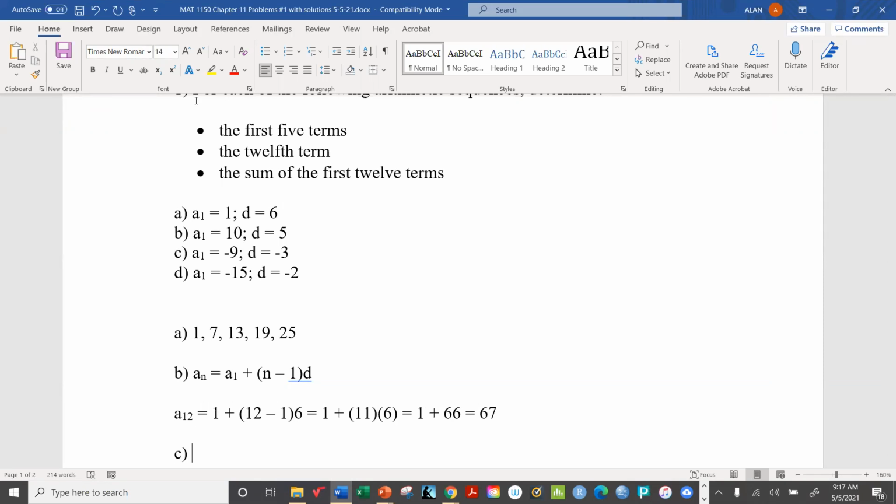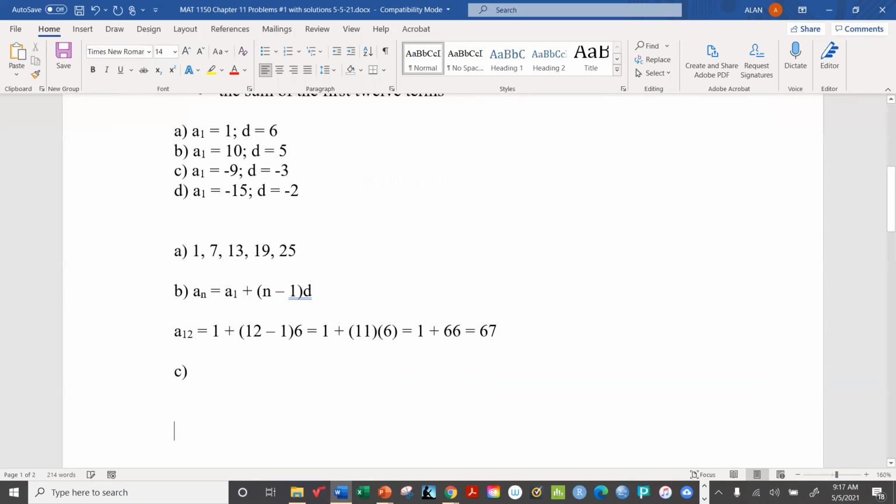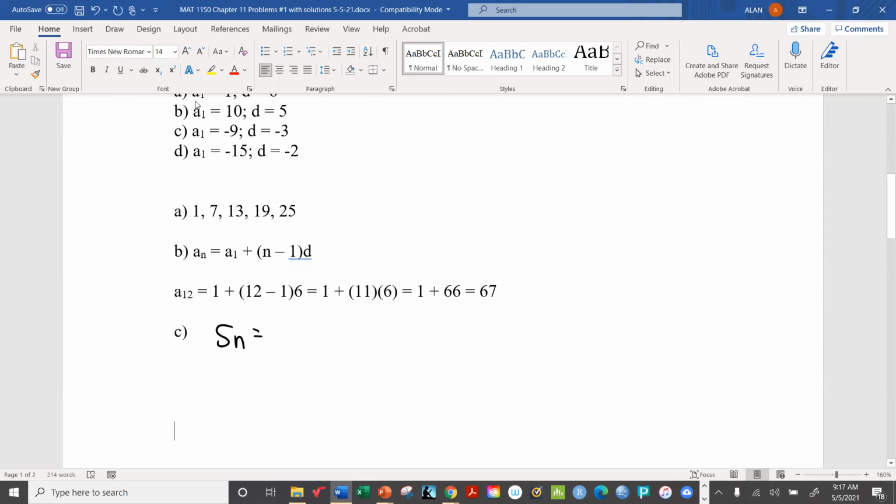Now C, this is the tricky one. The sum of the first n terms. Now again, you can certainly add them up, but that's a lot of adding. 12 terms, yeah, that gets to be pretty big. So for this one, there's a separate formula that's specifically designed to add up the first n terms in an arithmetic sequence.